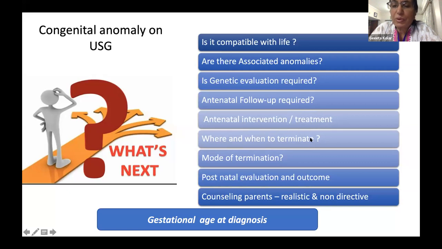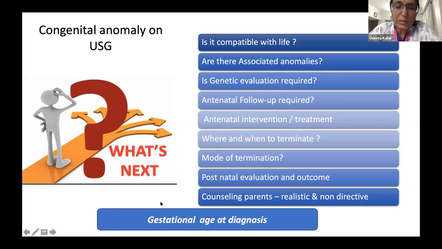Where and when to terminate if the abnormality is very serious and has a bad prognosis. What is the mode of termination? If there is no termination, what is the postnatal evaluation? So these are the points which we must remember when we are counseling parents, and we always have to be realistic and non-directive. We do not force our decisions either to terminate or continue, but place the facts before them and give them the right outcomes that you know in your experience.